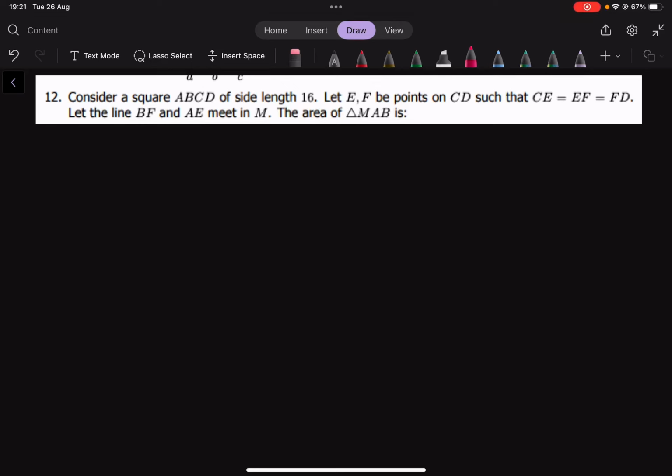In this video, I will be solving the 12th problem of the IOQM 2024 paper. We were asked to consider a square ABCD of side length 16, and E and F are points on CD such that CE is equal to EF is equal to FD, and BF and AE meet at M. We are asked to find the area of triangle MAB.